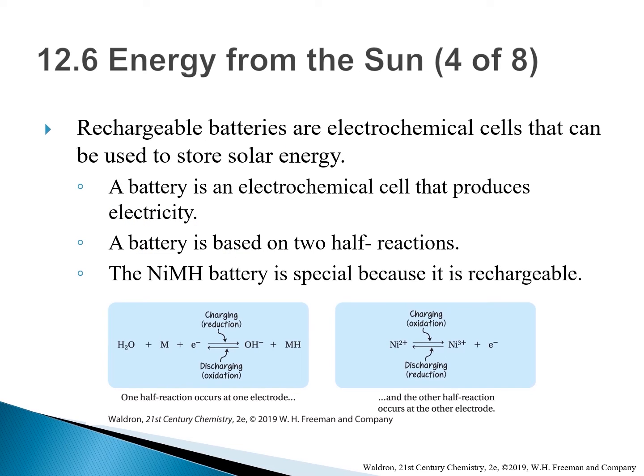Rechargeable batteries are electrochemical cells that can be used to store solar energy. Like fuel cells, batteries produce electricity based on two half reactions. The reduction half reaction uses a mixture of metals, represented by the letter M. In the oxidation half reaction, a nickel ion is oxidized and one electron is produced. These two half reactions are physically separated within the battery so that the electrons flow between the two halves of the battery. The nickel metal hydride battery is special because it is rechargeable.